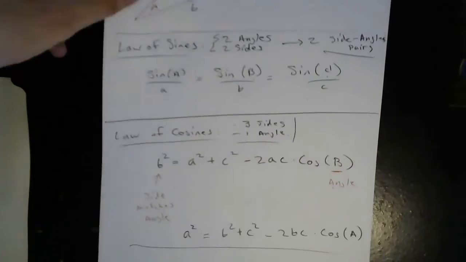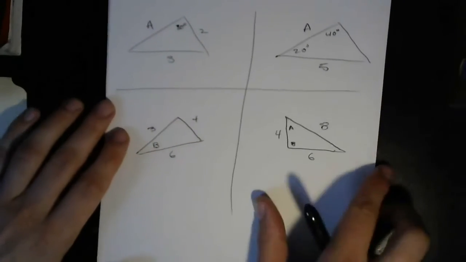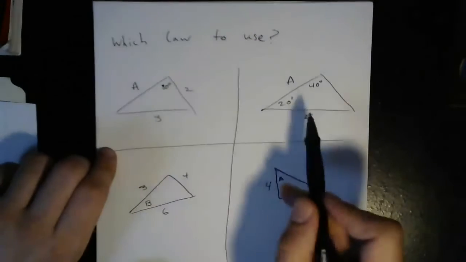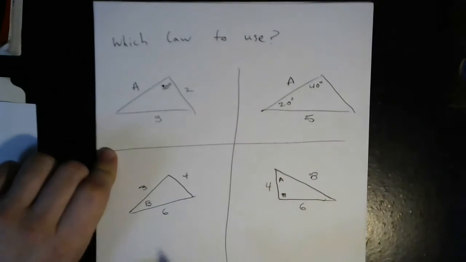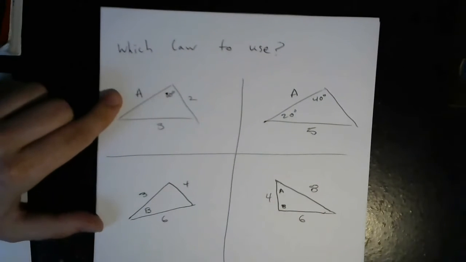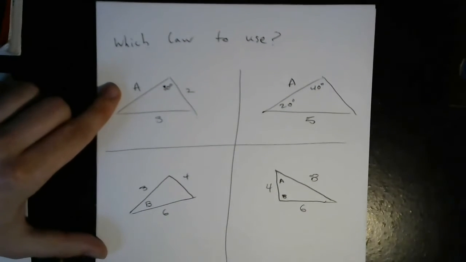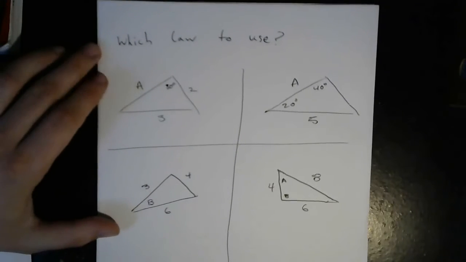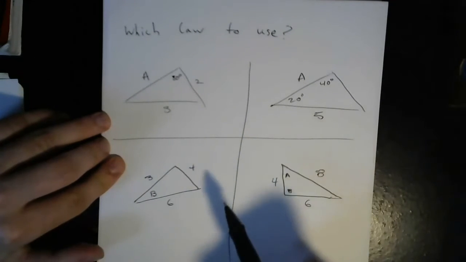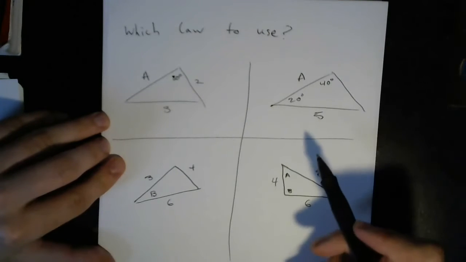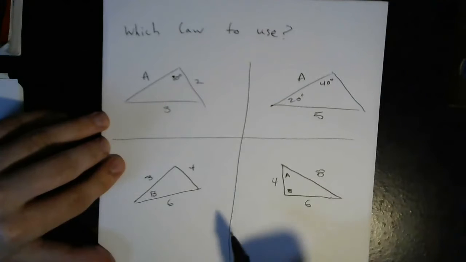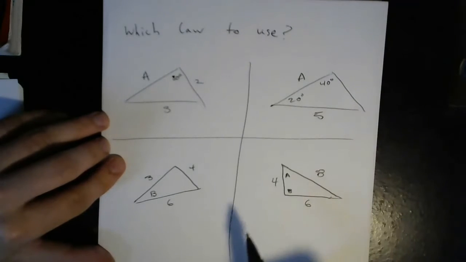So let's go ahead and do a quick example. In each of these four cases, there's a letter, and the letter is the unknown that we want to solve for. Take a moment, pause this video, and see if you can decide which law you would use in each case. Would you use the law of sines or the law of cosines? Just briefly think about which one you would want for each.